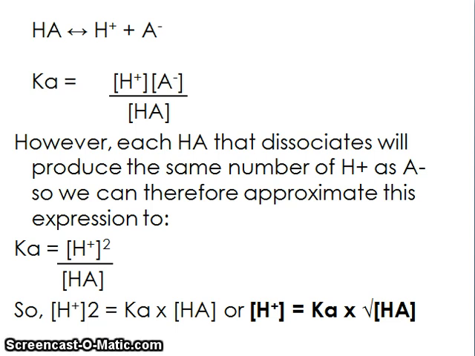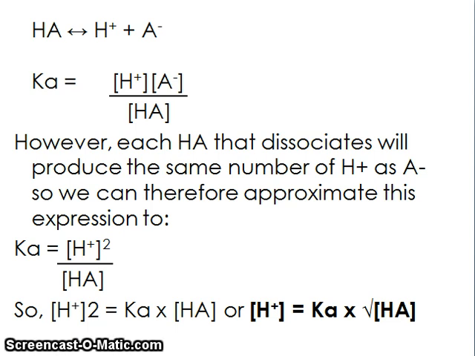However, we can simplify this expression because each HA that dissociates is going to produce the same number of H+ as A-, which we can tell by looking at the chemical equation. HA goes to H+ and A-. So because the concentration of H+ is going to be the same as A-, we can simplify the expression so that Ka is equal to the concentration of H+ squared divided by the concentration of HA.